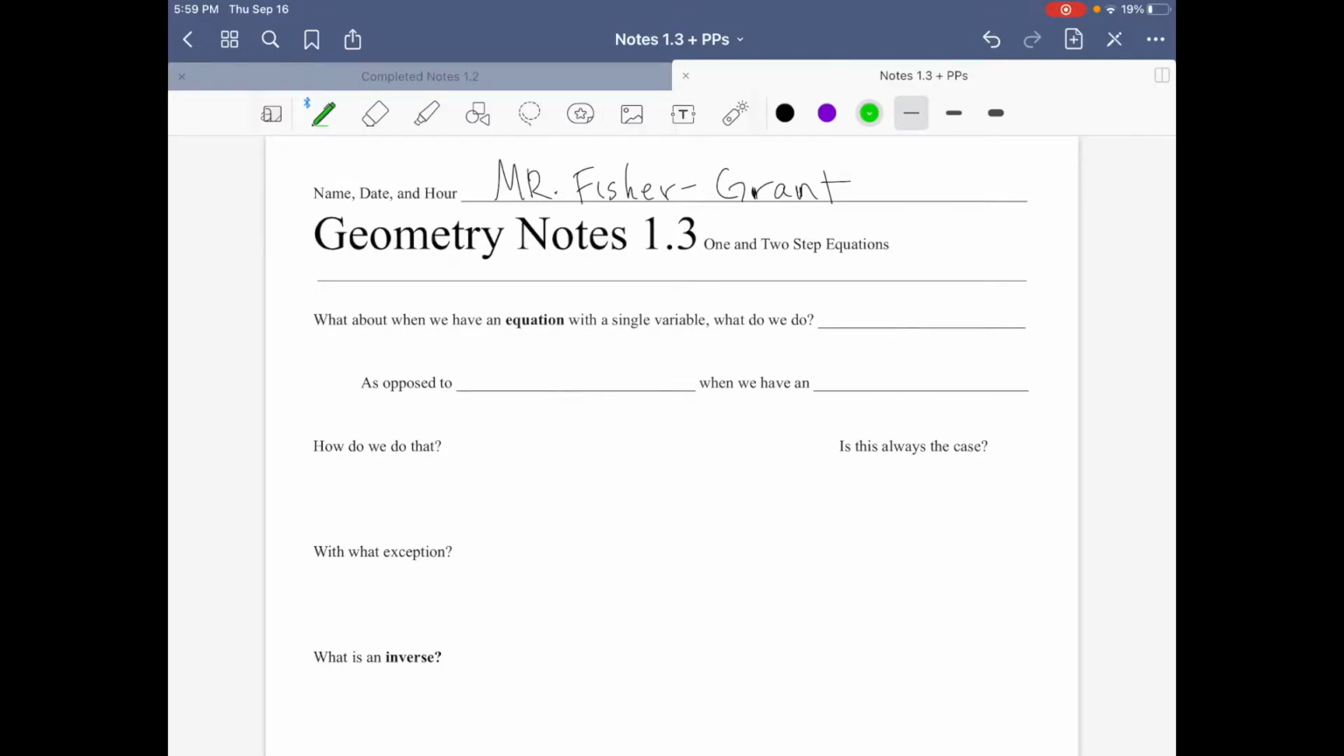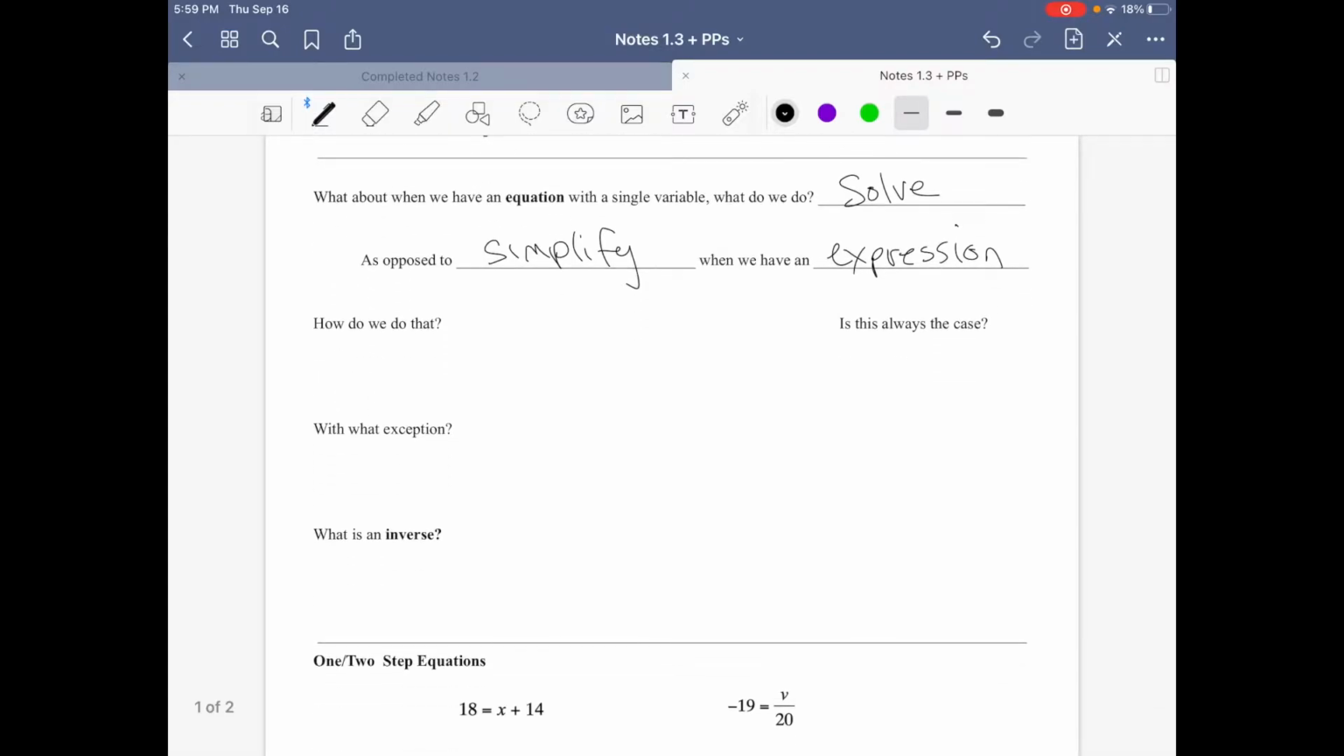Okay, so let's take a look at this. Up till now, we've been working with expressions where we simplify, which is the answer to the first question there. So what about equations? When we have a single variable equation, what do we do? We solve them, as opposed to what we have been doing, which is simplifying when we have an expression. And I forgot to give a space, so just write it in here.